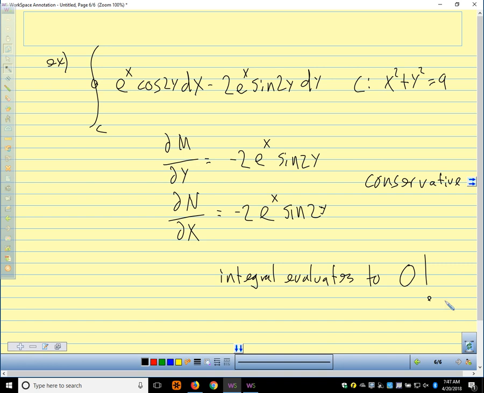Now as we move towards the end of the chapter, we'll come up with some different versions of Green's theorem, and we'll come up with a three-dimensional version of Green's theorem, and that is Stokes' theorem. And that's when we'll finally talk about the physical interpretation of the curl, when we talk about Stokes' theorem. All right, questions? Okay.